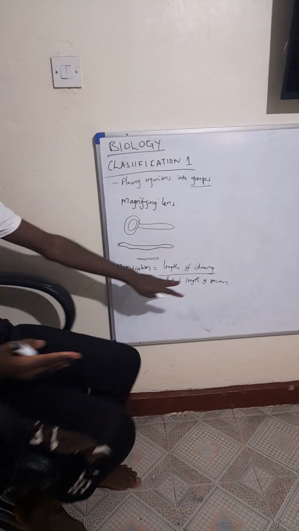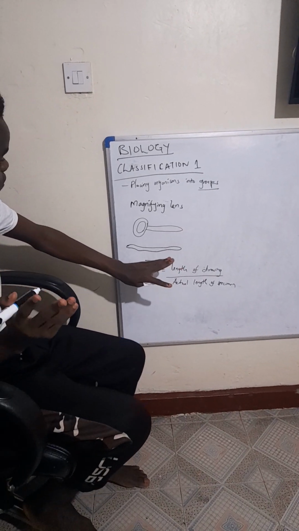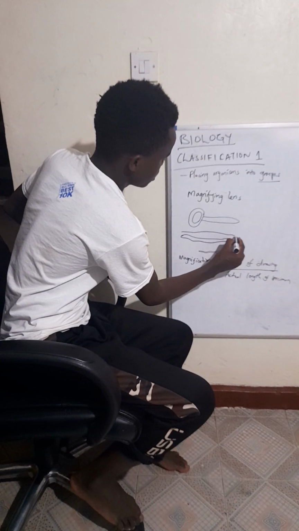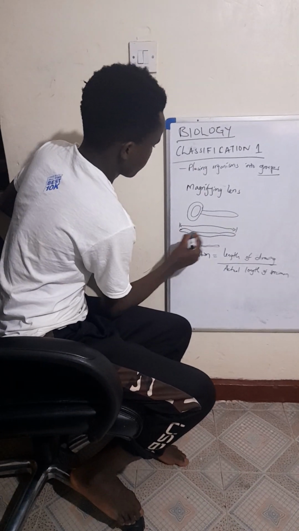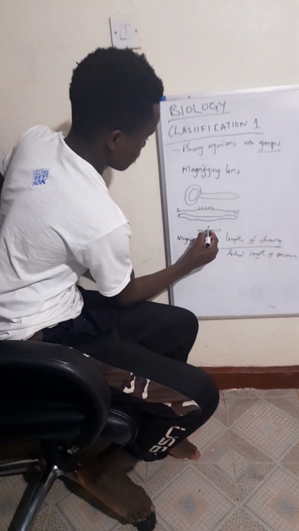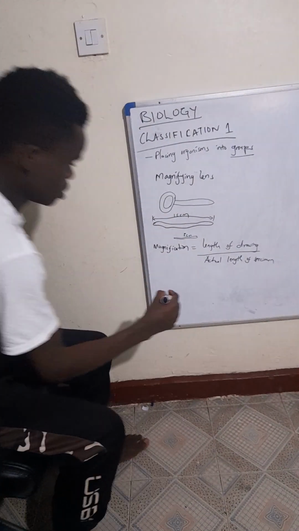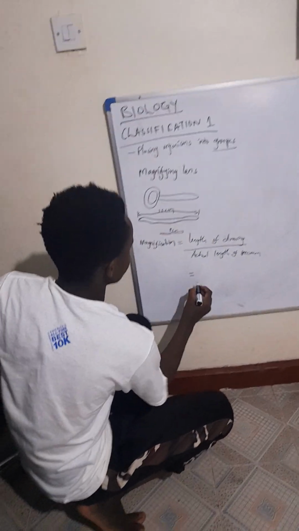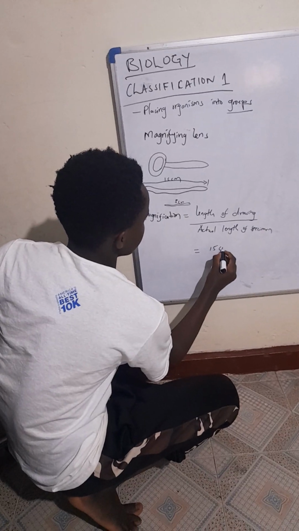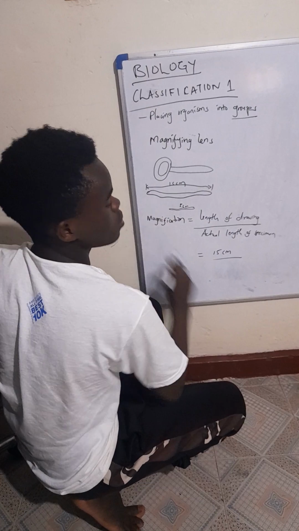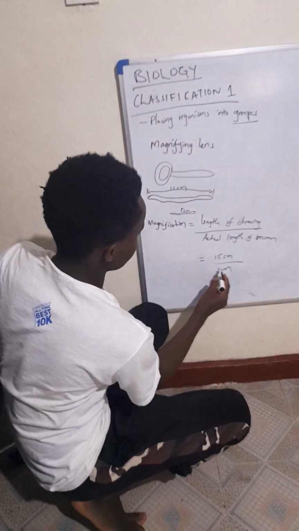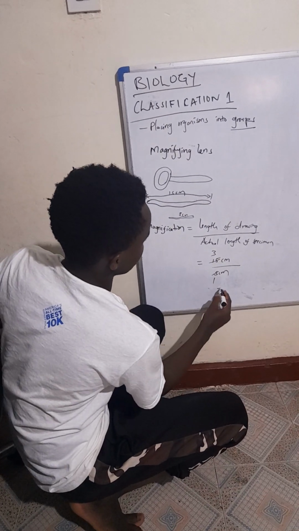So, length of drawing over the actual length of specimen. If you look at this, for example, you see this is the length of drawing, assuming from here to here we have 15 centimeter, but the actual organism is, let's say, 5 centimeter. So now magnification will be equal to the length of drawing, which is 15 centimeter, divided by the actual length, which is 5 centimeter. If you divide this, 15 by 5 equals 3.